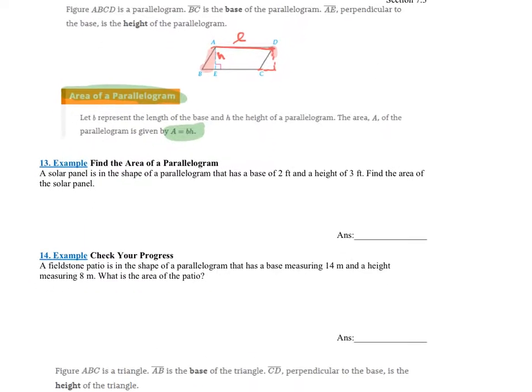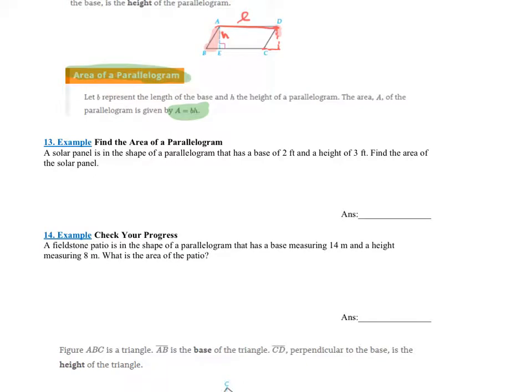Let's look at 13 then. It says a solar panel is the shape of a parallelogram that has a base of 2 feet and a height of 3 feet. Find the area of the solar panel. So we have our parallelogram. We have a base of 2 feet, and then we have the height right here is 3 feet. So this is the base, this is the height.